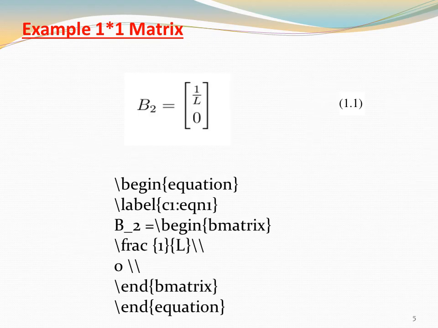So after executing this program, we will get the final answer. Now similarly for another matrix, B2 is equal to 1 by L and the second value is 0. So we start with \begin{equation}, \label C1 equation 1, and B underscore 2 is equal to \begin{bmatrix}, \frac, 1 the numerator value and the denominator value is L, ending with two backslashes, and the next value is 0, ending with two backslashes, then \end{bmatrix} and \end{equation}.